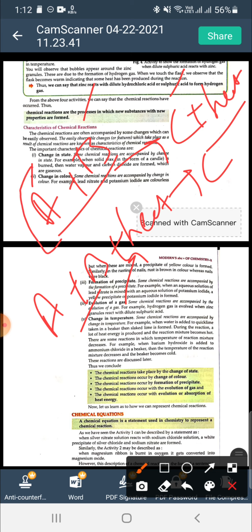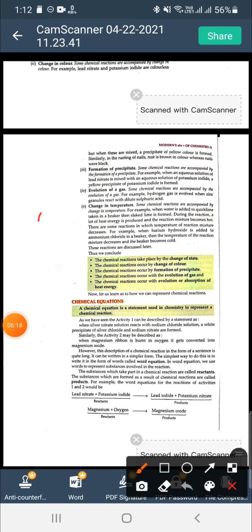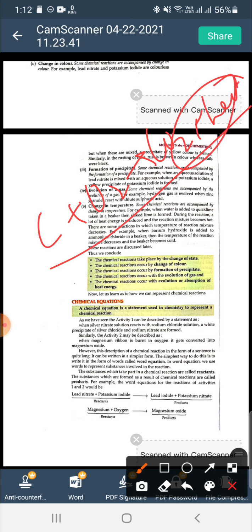So in the first case, heat is produced, it means the beaker becomes hot, and in the second reaction, heat is absorbed, it means the beaker becomes cold. Examples are: first example, when the beaker becomes hot, C plus O2 gives you CO2 plus heat. So here heat is released.